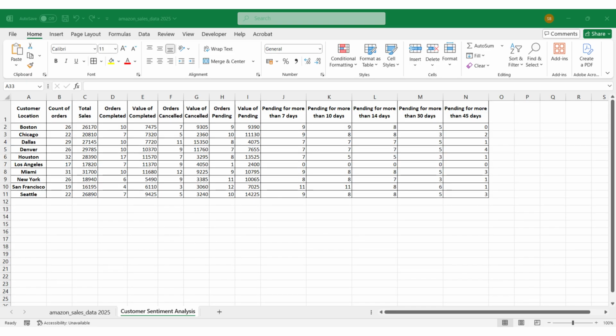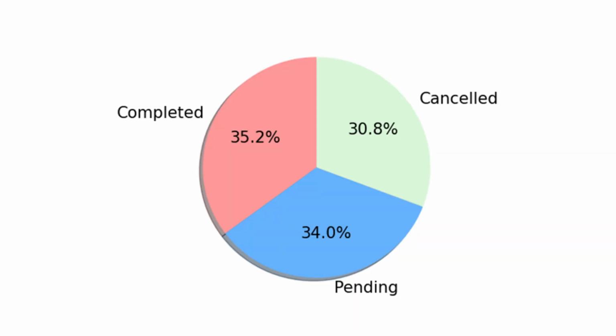When we think about customer sentiment analysis, the first goal that comes to mind is clear: reducing dissatisfaction. And in the case of this store, which operates through Amazon, one of the fastest ways to lose a customer's trust is through delayed deliveries. Now let's dive into what the data is telling us. Out of the 250 total orders recorded, only 35.2% were successfully completed and delivered to customers.